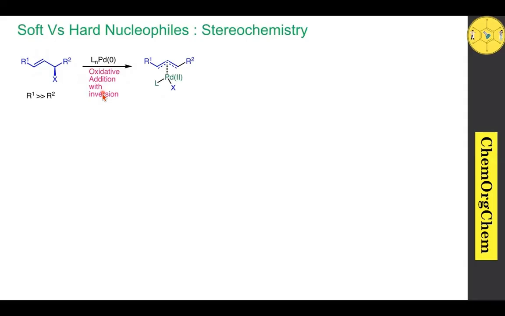So why inversion here? Since the top face is sterically crowded, the palladium(0) only interacts from the bottom face, which generates the corresponding pi-allyl palladium complex. In this complex, R1 is a bulky group when compared to R2. When we use soft nucleophiles, they readily attack this carbon. Why this carbon? This carbon is less sterically hindered when compared to R1, followed by substitution with inversion, which produces the corresponding allylic substitution product.